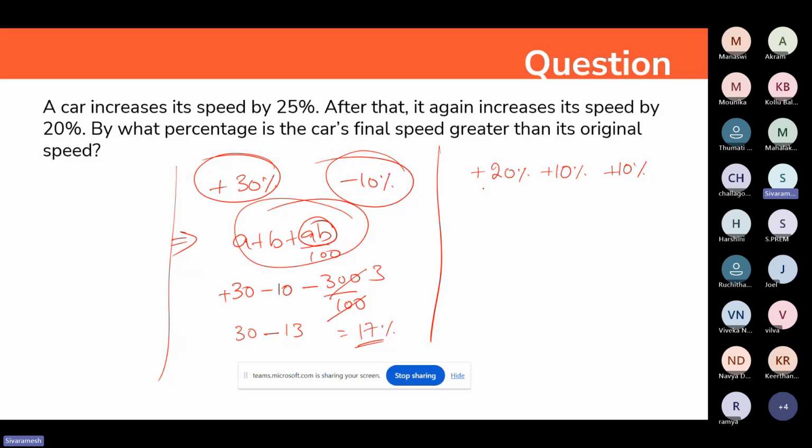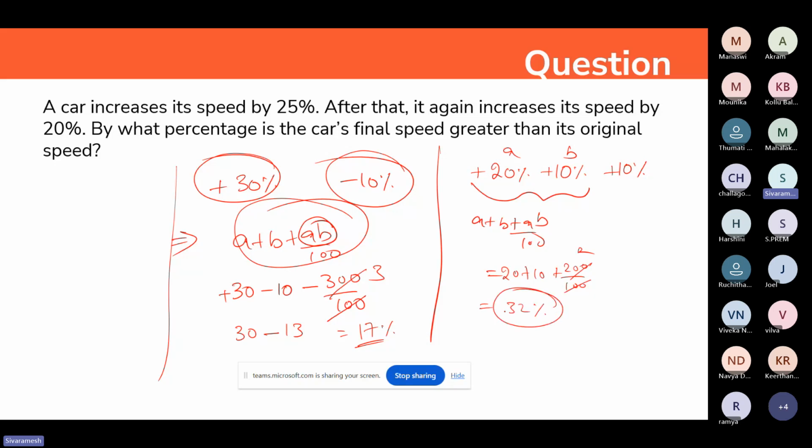But how to solve this question is very simple. Guys, first try to do A plus B plus AB by 100 for these two values. This is A and this is B. Let's say you will get one answer. Now let's try to do that. 20 plus 10 plus 200 by 100. 100 once, 100 two times. Now the answer is 32%.